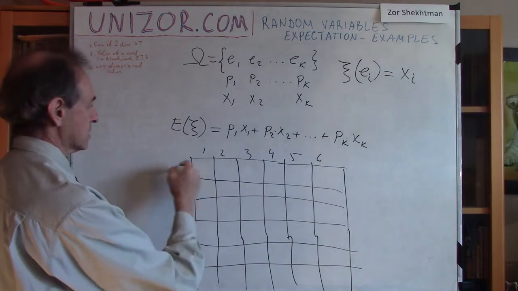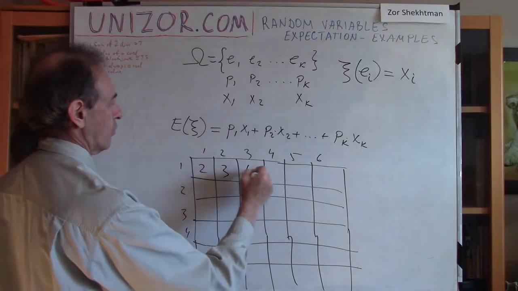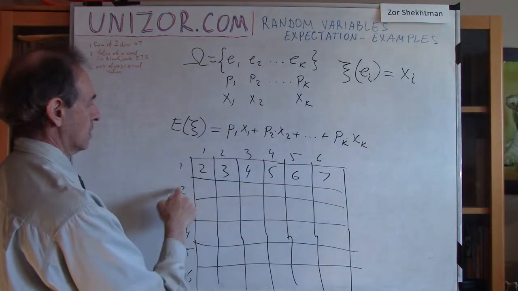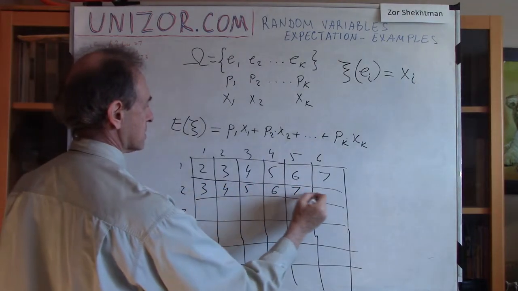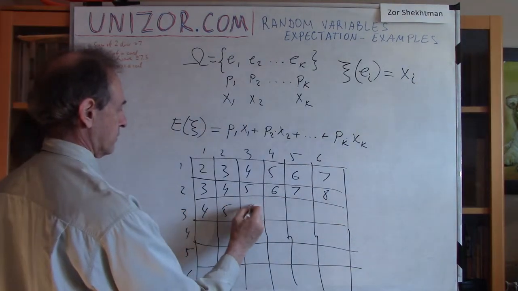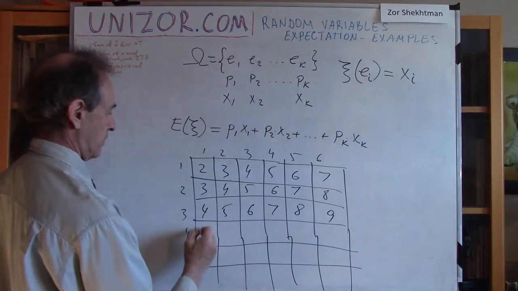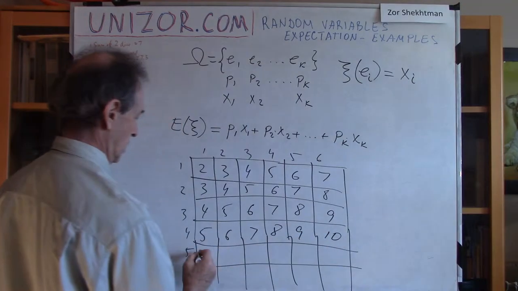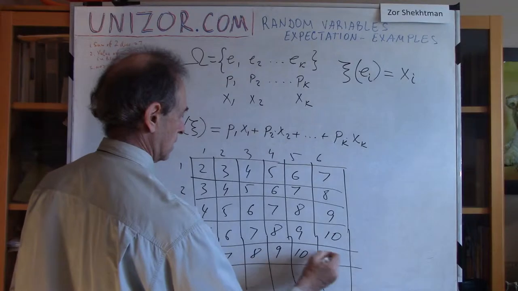of them, right? So the sum of 1 plus 1 is 2. Here 3, 4, 5, 6, and 7, which is 1 plus 6. Here 1 plus 2, 3, 4, 5, 6, 7, 8. Then 4, 5, 6, 7, 8, 9. Then 5, 6, 7, 8, 9, 10. And 6, 7, 8, 9, 10, 11.